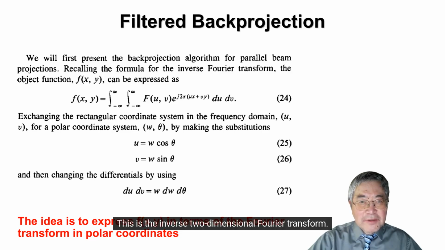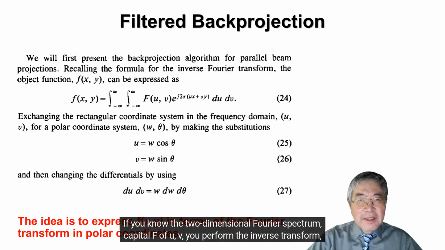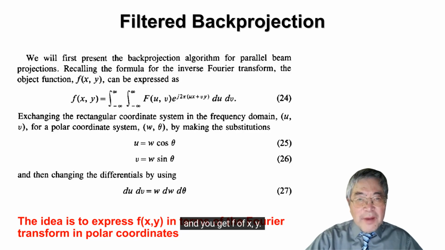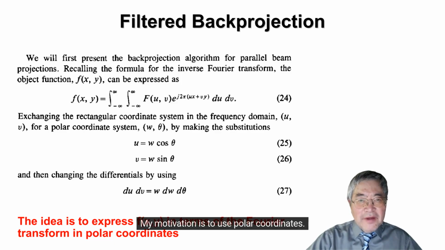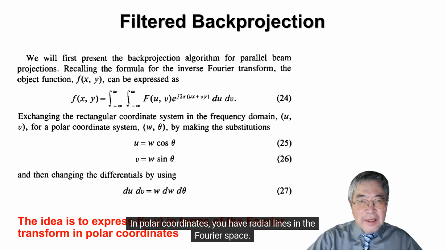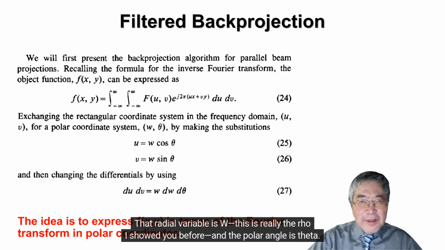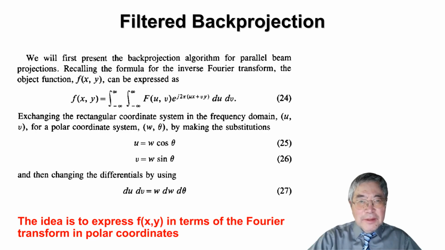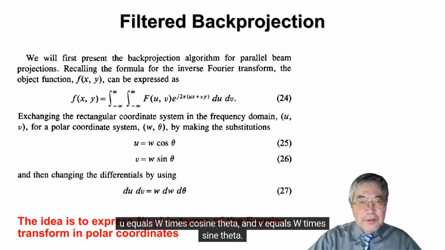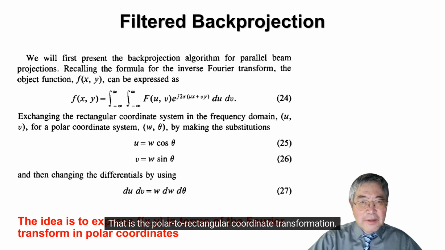This is the inverse two-dimensional Fourier transform. If you know the two-dimensional Fourier spectrum capital F of uv, you perform the inverse transform and you get f of xy. My motivation is to use polar coordinates. In polar coordinates, you have radial lines in the Fourier space. That radial variable is w. This is really the row I showed you before, and the polar angle is theta. So u equals w times cosine theta and v equals w times sine theta. That is the polar to rectangular coordinate transformation.